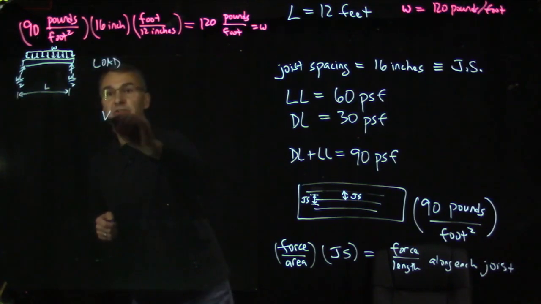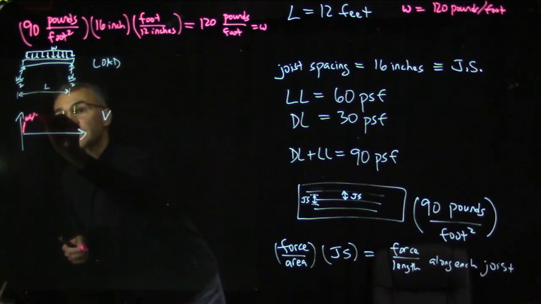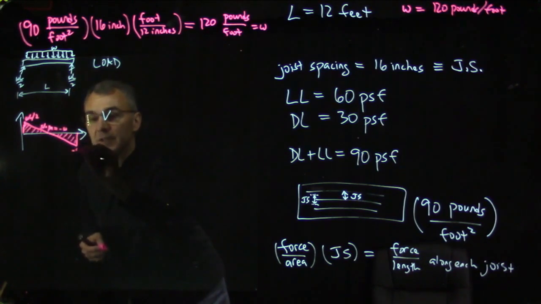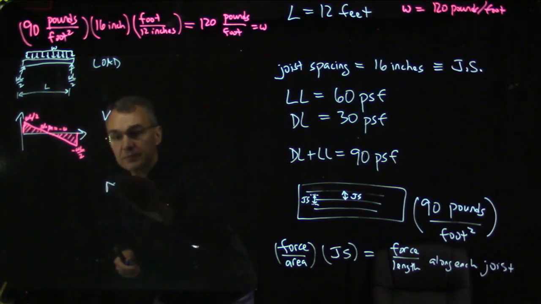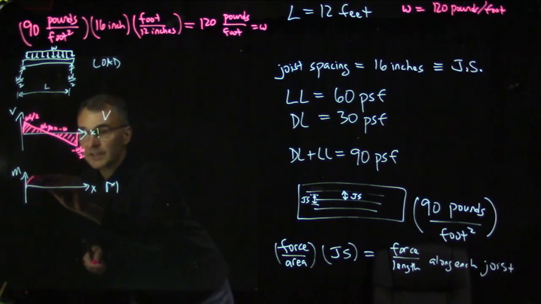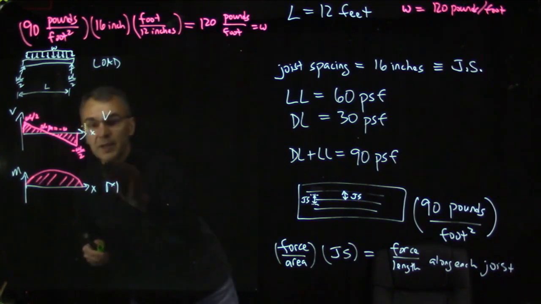Then we need to draw a shear diagram. This shear diagram will start off at WL over 2. It will have a slope of minus W, and then it'll have a value of minus WL over 2 on this end. And then we can draw the moment diagram. And since this looks like the velocity curve of a ball thrown straight upward, this will look like the position curve of a ball thrown straight upward. And all we need to do is figure out the maximum value here.